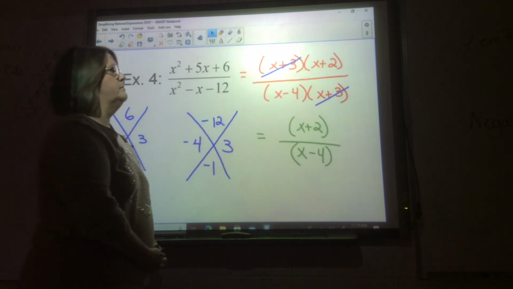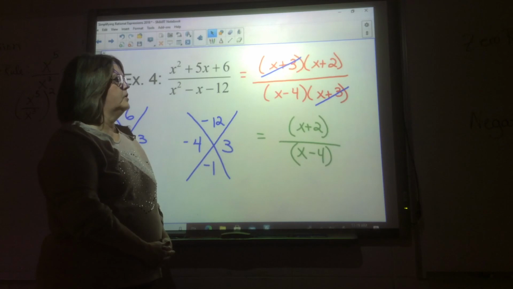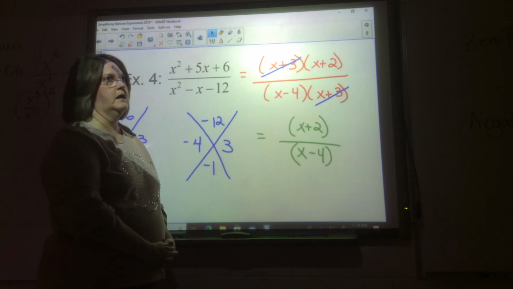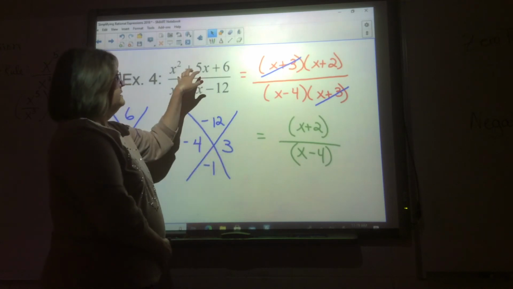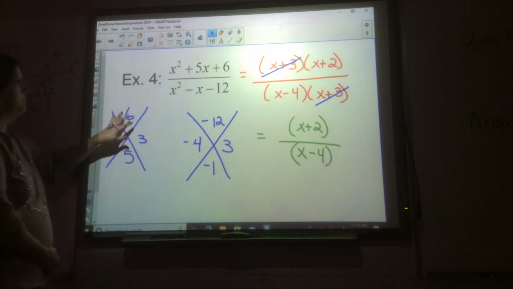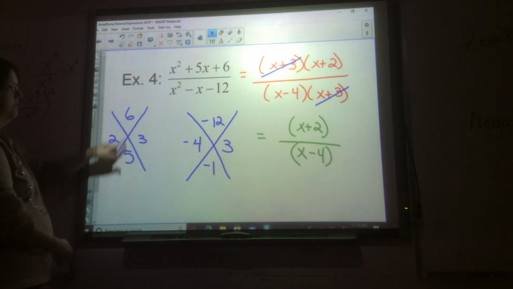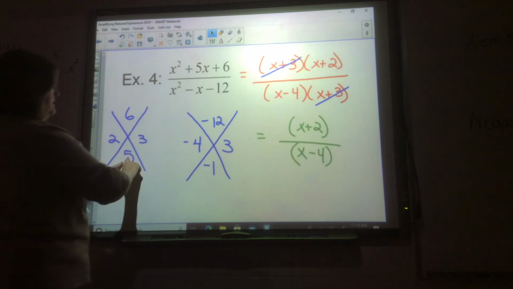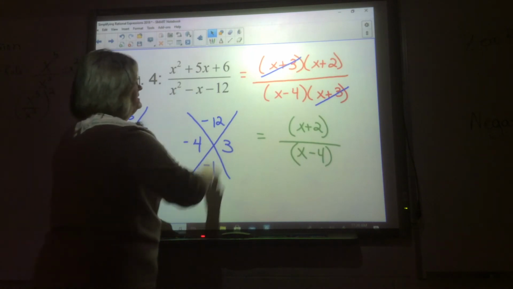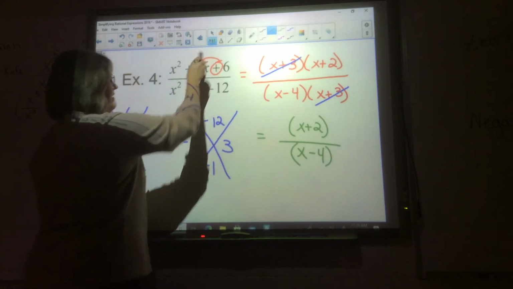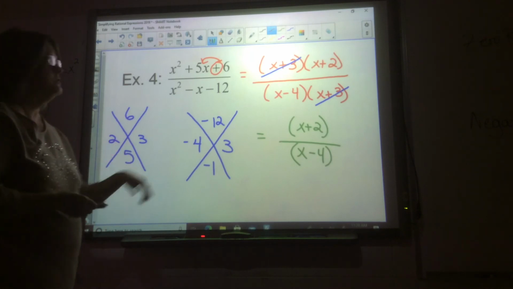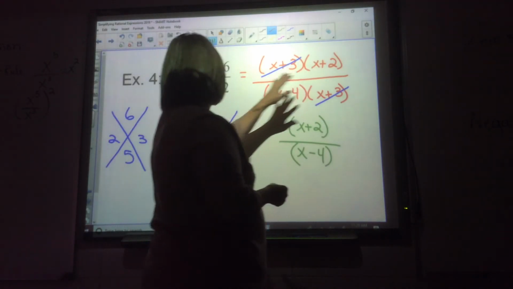All right, same thing. We're going to factor our numerator, factor our denominator, cancel out what we can, write down the leftovers. This, using the x method, remember, you put 6 in the top of the x, 5 in the bottom. What factors of 6 add to be 5? Well, that's 2 and 3. So you have x plus 3, x plus 2.